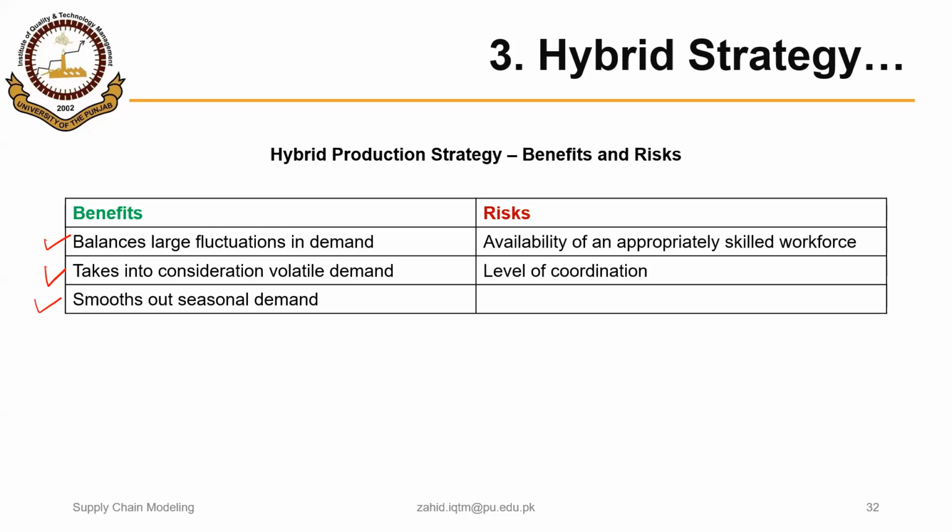Risks include availability of an appropriate skilled workforce, the same challenge we had in the chase strategy. And here a high level of coordination is required between different departments because of the varying nature of the demand. So you could have a stable and a systematic approach in level production, but here that will not work, and you should be ready to cope up with the unexpected changes in demand.